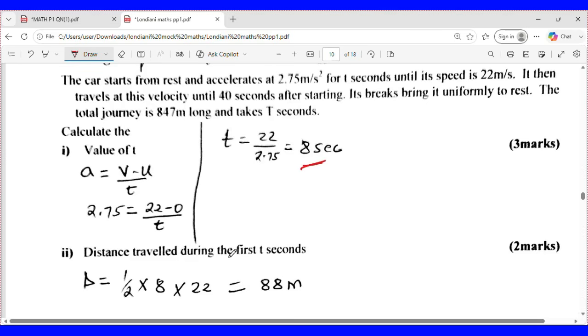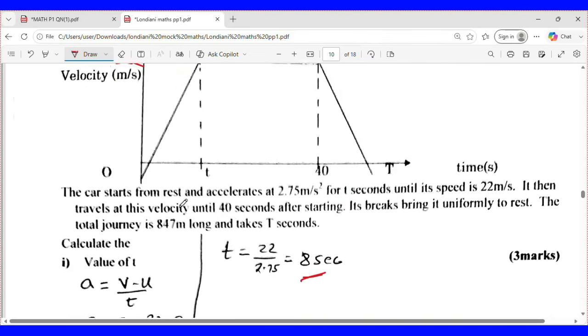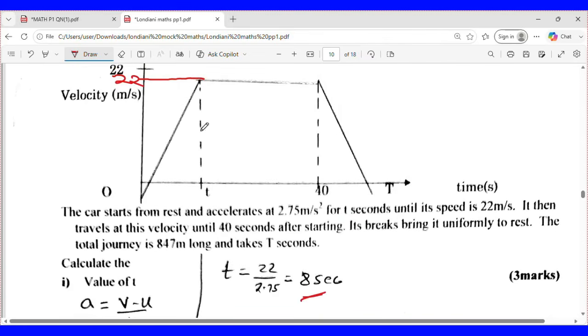Distance traveled during the first t seconds. Remember, for distance you calculate the area of that section. You can calculate the area of this, the area of this, and this. So the total area gives us the total length traveled over the whole region covered.